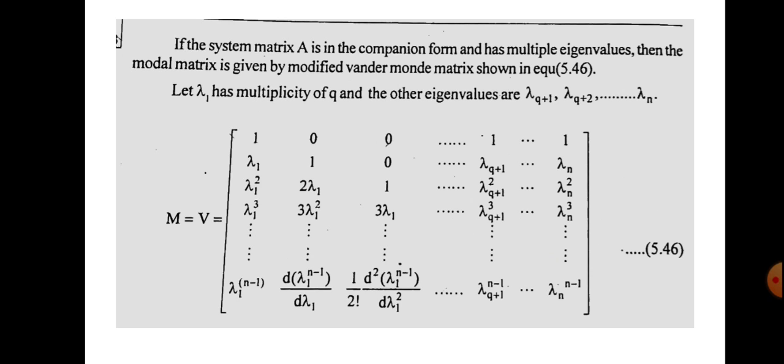You can see here also, after the q, the other eigenvalues are not repeating, so you write lambda q plus 1 here, lambda n here. Next row, lambda q plus 1 square, lambda n square. Next, lambda q plus 1 cube. So this part represents that eigenvalues are not repeating, and up to this section, this notation represents that eigenvalues are repeated. That is why we are using this notation. Okay, so let us do a problem.